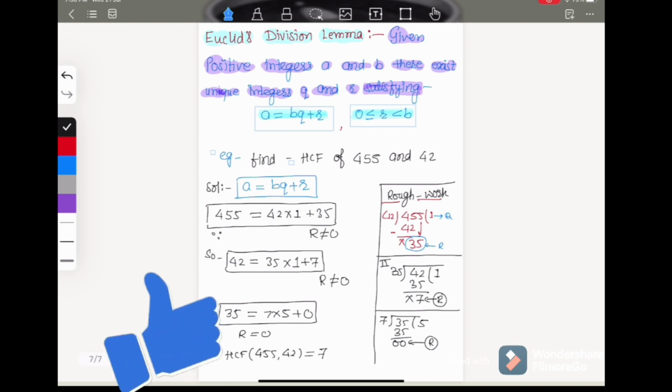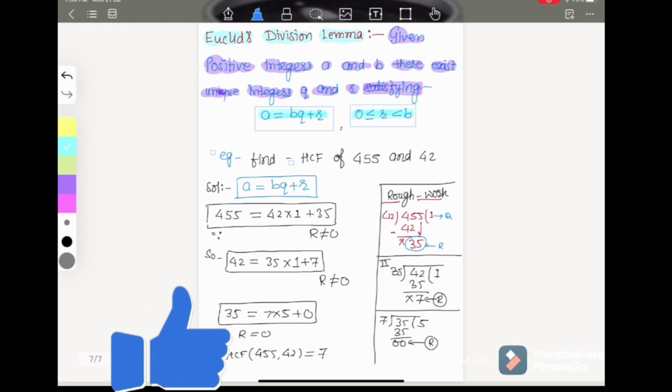I hope you understood this method. It was very simple. And one more thing I just want to tell you, this is the first sum only we have done. We'll continue taking new examples and we'll solve this kind of example.